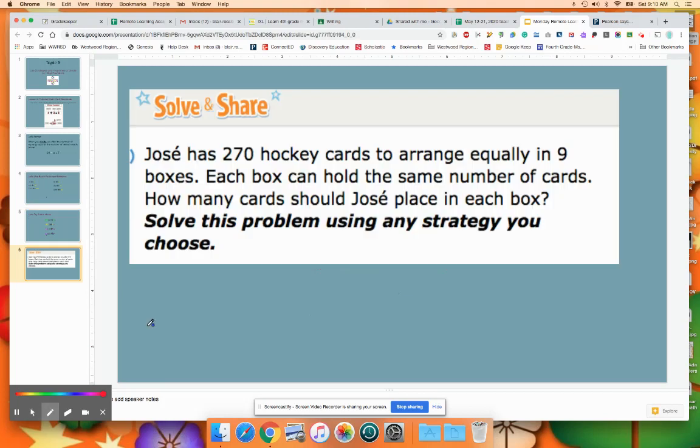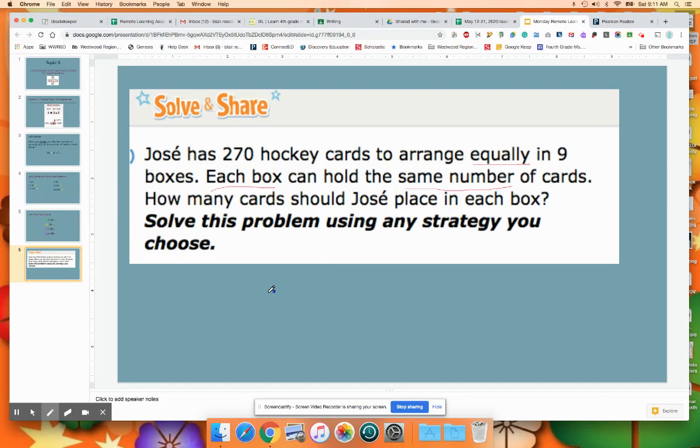And then let's do a word problem. This was part of the solve and share. Jose has 270 hockey cards to arrange equally in 9 boxes. Each box can hold the same number of cards. How many cards should Jose place in each box? There are a lot of clue words here that tell us that we're doing division. Equally, definitely, is like ding, ding, ding. I know I'm dividing. Each box can hold the same number, right? So you have to break this big 270 into equal parts.